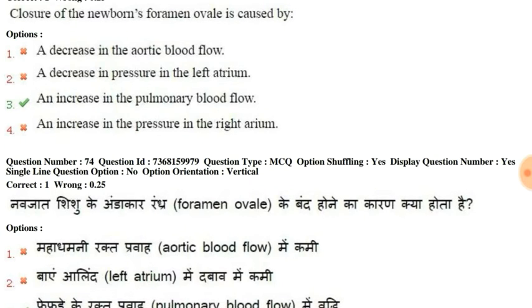Next is, closure of the newborn's foramen ovale is caused by. So there are four options and the correct answer is third one, that is an increase in the pulmonary blood flow.